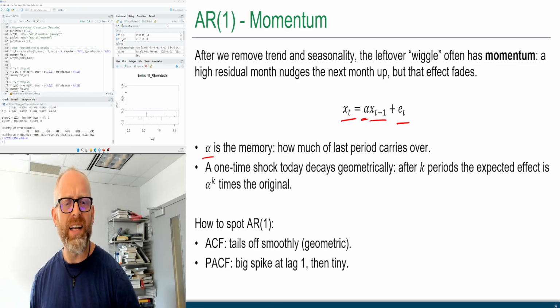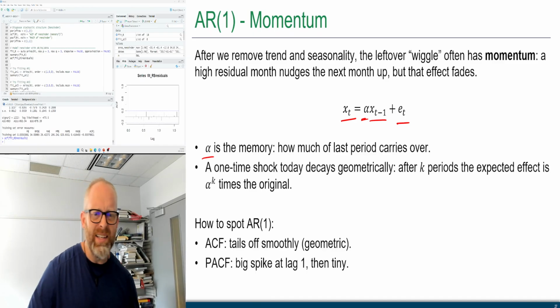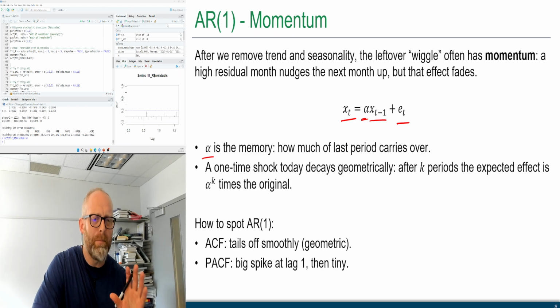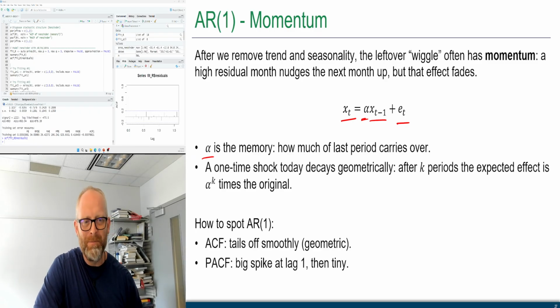So when we're talking about this alpha, if alpha is, say, 0.6, and we're talking about time periods within a month jump, which is what we've been doing with this example, that means about 60% of last month's surprise carries over into this month. So whatever happened last month, 60% of that carries over into this month.